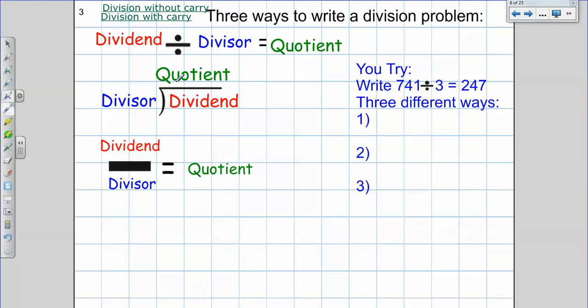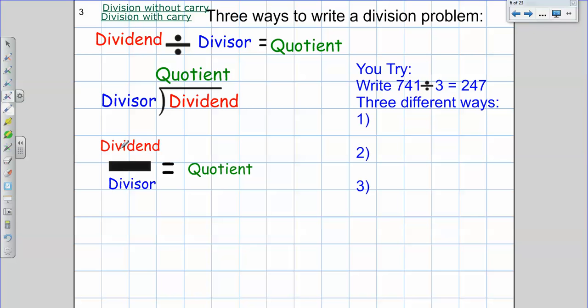When I'm actually solving my division problem, my dividend always goes inside my bracket, and I like to call that a house. So my dividend goes on the inside of my house. Notice the dividend is the first number, and I'm always dividing it by my divisor. So dividend divided by divisor equals my quotient.